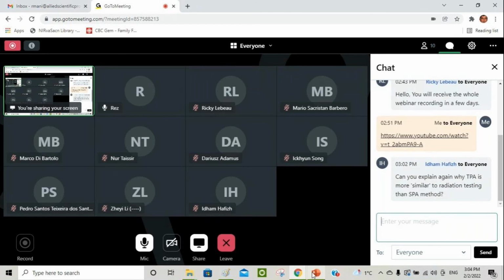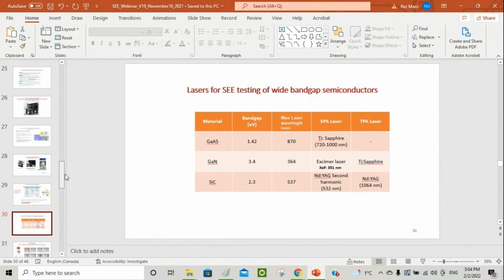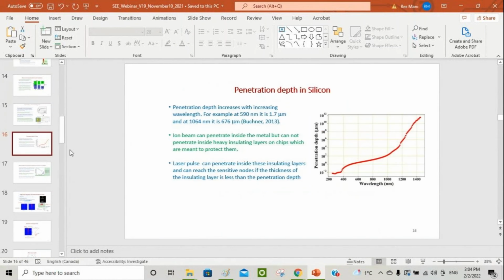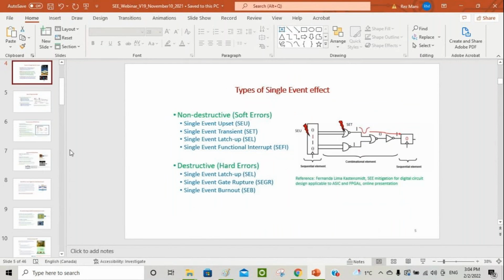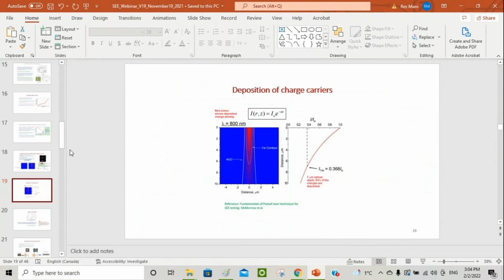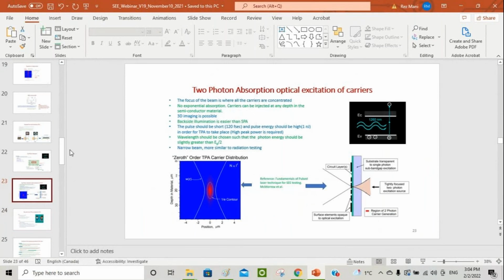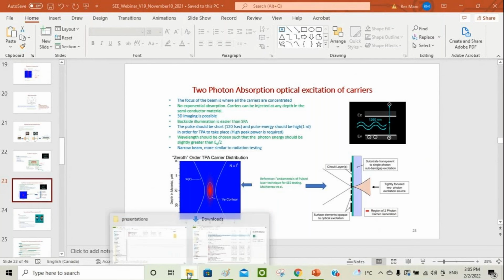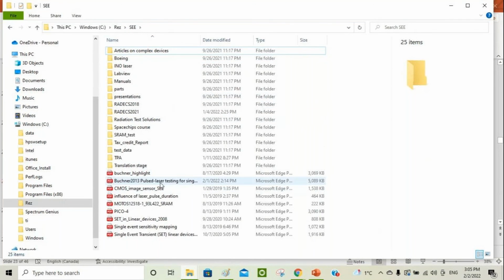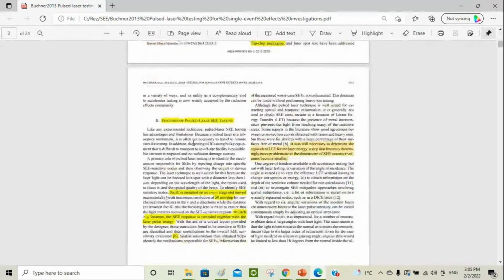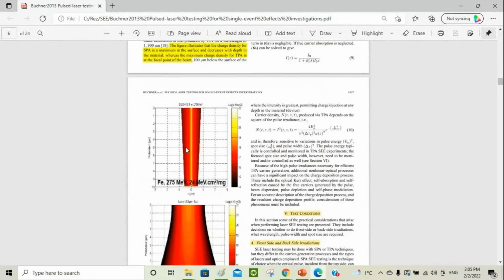Yes, that's a very good question. Let me go to the TPA. Basically, there's a paper by Buckner and McMorrow that has a diagram that explains that really well. If I can show you that diagram, it will be very easy to understand. Yeah, this is the paper by Buckner. So this is the diagram I'm referring to.